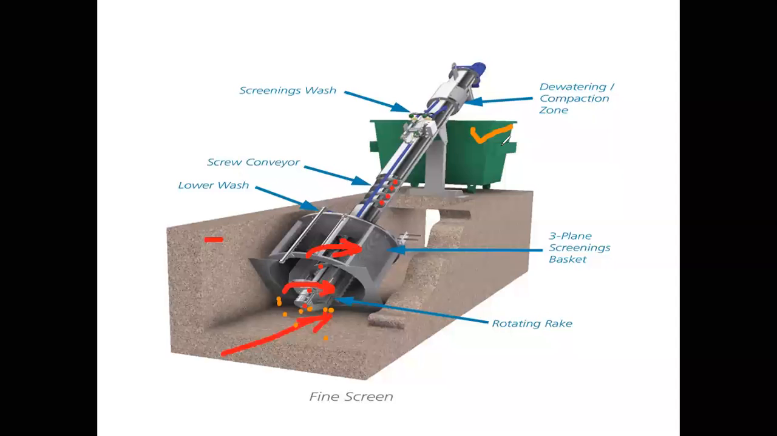But if these are present in the wastewater, the valuable space in the further treatment unit processes will be consumed by these inorganic impurities, which are not going to be decomposed. So it will be consumed by this grit. That's why it has to be removed immediately after the screening process.